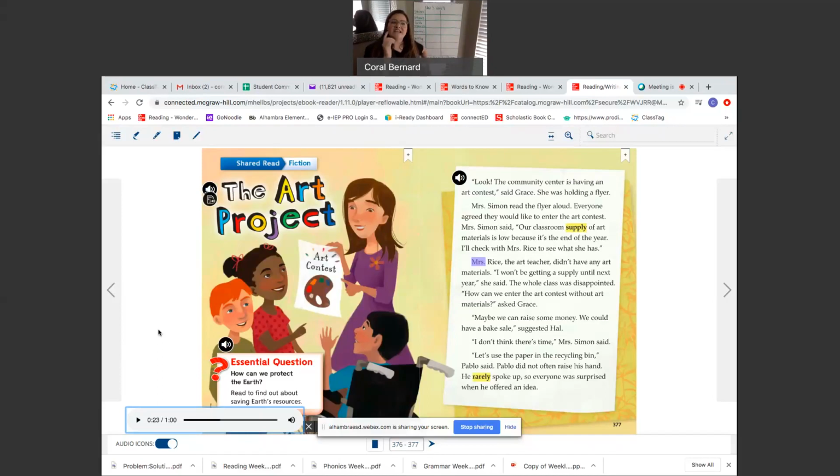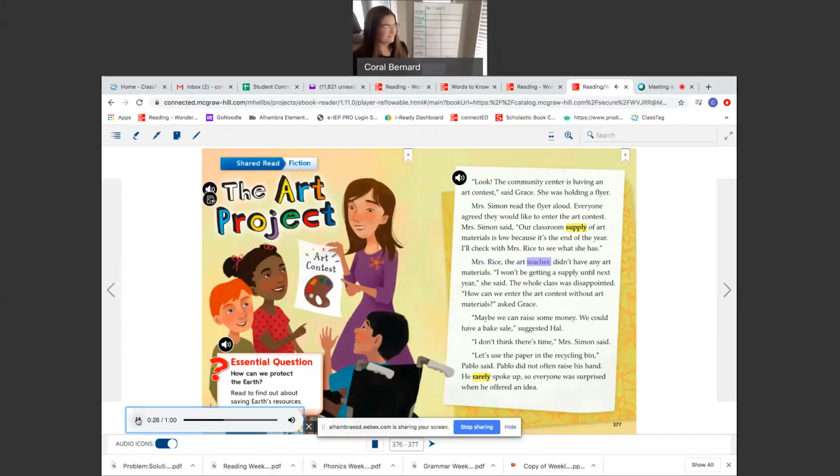Now we need to think of a gesture or a hand movement to help us remember that supply is a collection of materials. And I'm thinking of a collection of materials. I think that will help my brain remember that supply is a collection. Good one. All right, let's go ahead and continue the story to find the rest of the words.